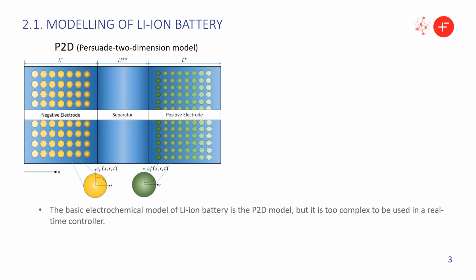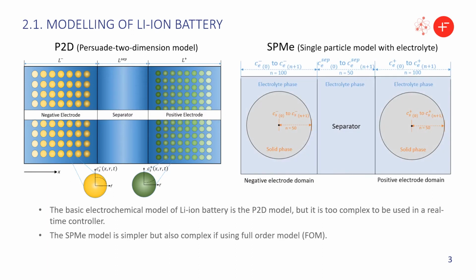The basic model is a P2D model, which describes the moving behavior of lithium in the electrodes and separator. But this model is too complex to be used in a controller. One simplification of the P2D model is a single particle model with electrolyte, the SPMe model. The model uses partial differential equations to describe the concentration in the electrodes and the separator.